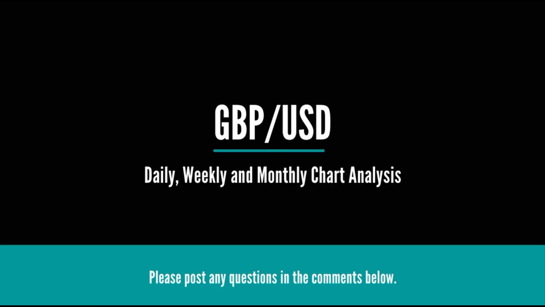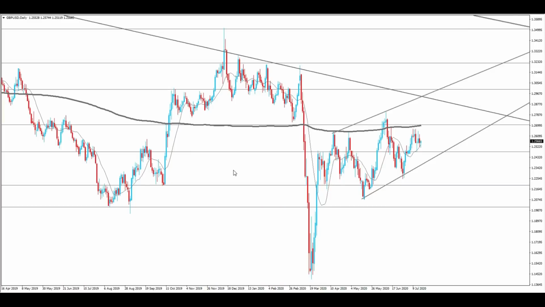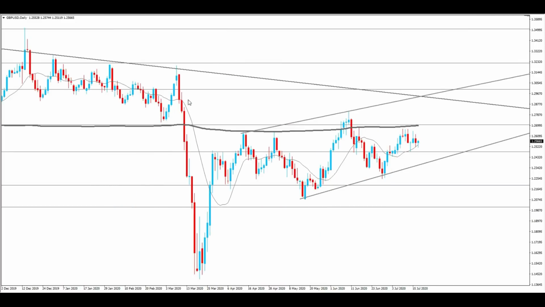Okay, so let's move on to GBP USD now. Okay, so for GBP USD, we've got a slight uptrend on the daily chart. You can see that we've got these two highs connecting and these two lows connecting, giving us those two trend lines, creating that channel. So we could be looking at a new push to the upside, but price is failing to break this daily resistance here.